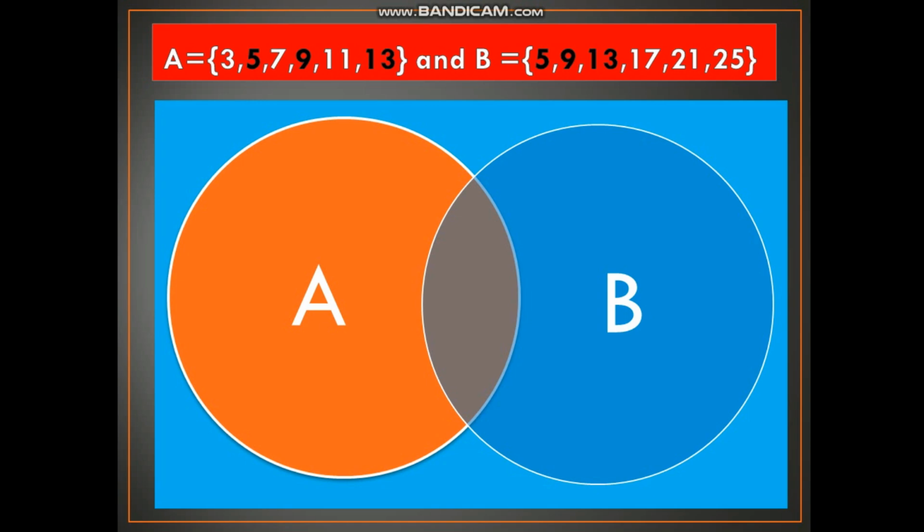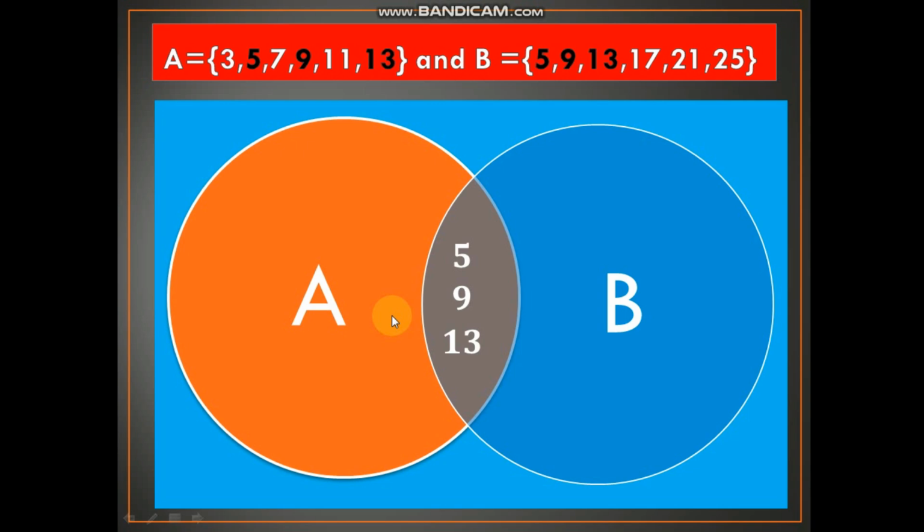In a universal set there are two sets, set A and set B, and as I told you before, 5, 9, and 13 are common in both sets. So this portion is common in both sets. So we have to write 5, 9 and 13. You can see that it is included in set A and also included in set B, right?